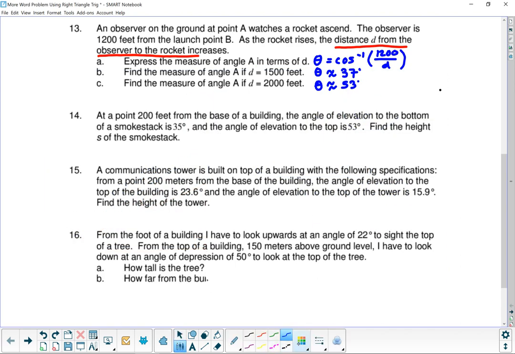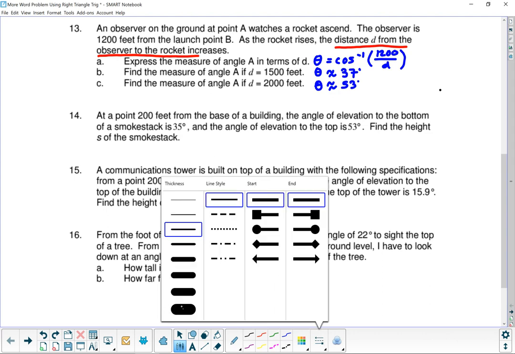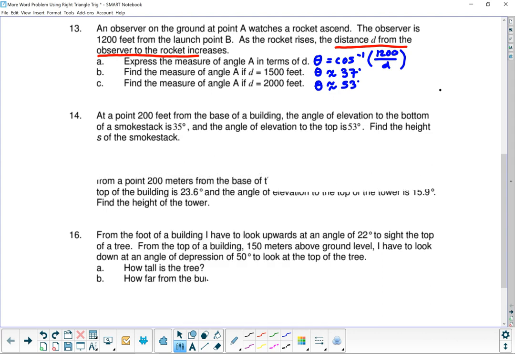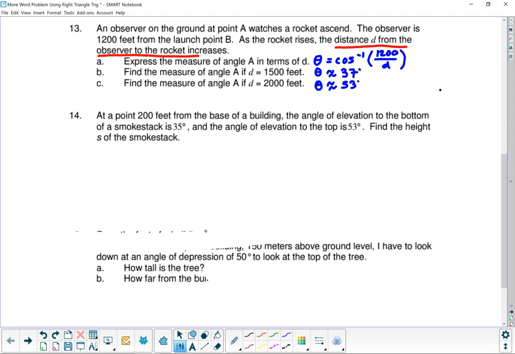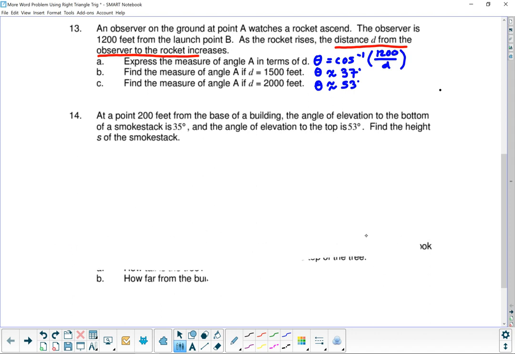Number 14. At a point 200 feet from the base of a building, the angle of elevation to the bottom of a smokestack is 35 degrees, and the angle of elevation to the top is 53. Find the height S of the smokestack.